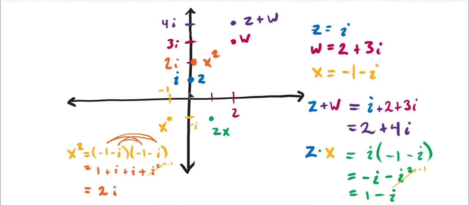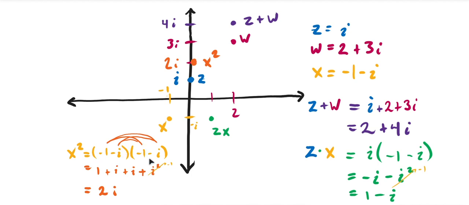Notice that z was up straight from the origin by 1, and z plus w is up from w by 1. What is z times x? Okay, so we have to use the distributive property here. We distribute: i times -1 is minus i, and i times minus i is minus i squared. This goes to -1, and so minus minus 1 is positive 1. We put the minus i at the end, and this is our new complex number, 1 minus i. So here is z times x.